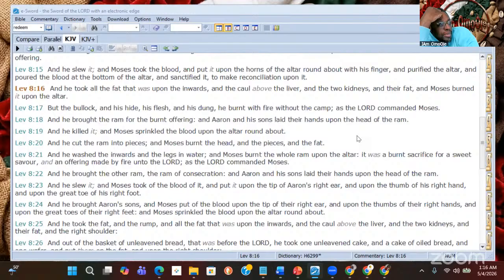And Jehovah commanded Moshe, and he brought the ram for the burnt offering. And Aharon and his sons laid their hands upon the head of the ram, and he killed him. And Moshe sprinkled the blood upon the altar round about, or upon the mitzbayak.